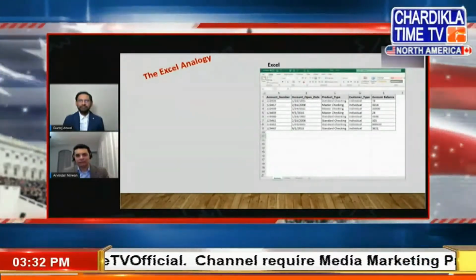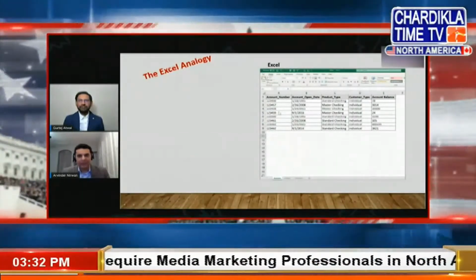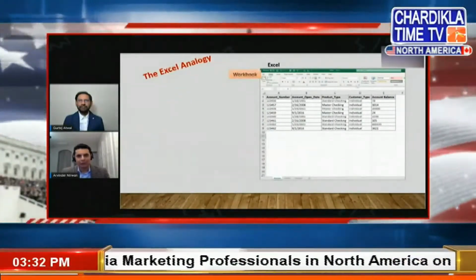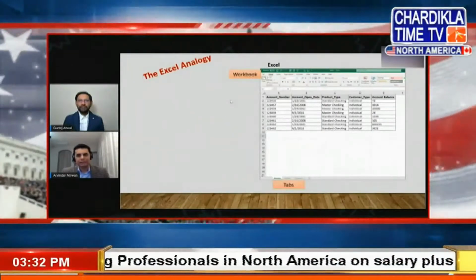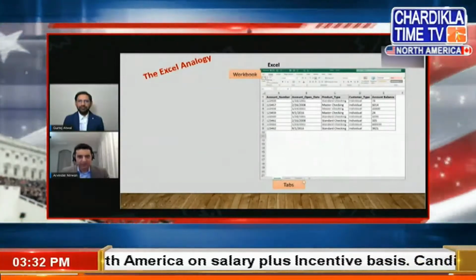I think all of us have seen an Excel file. I put some random data in this sample file. In an Excel file, we have a workbook, right? This whole thing. And then we have multiple tabs. I don't know if it's big enough. There are 3 tabs in this workbook.